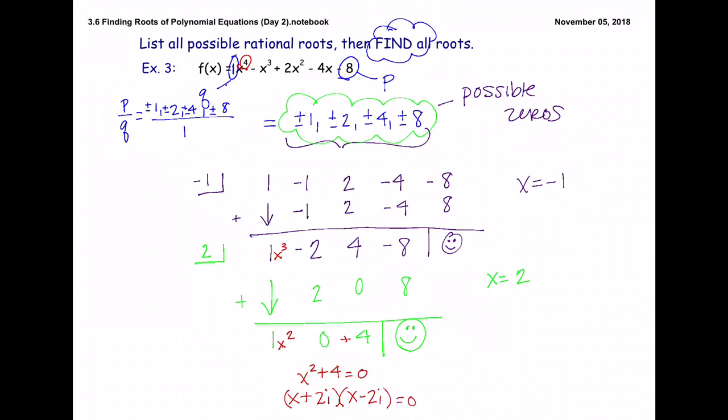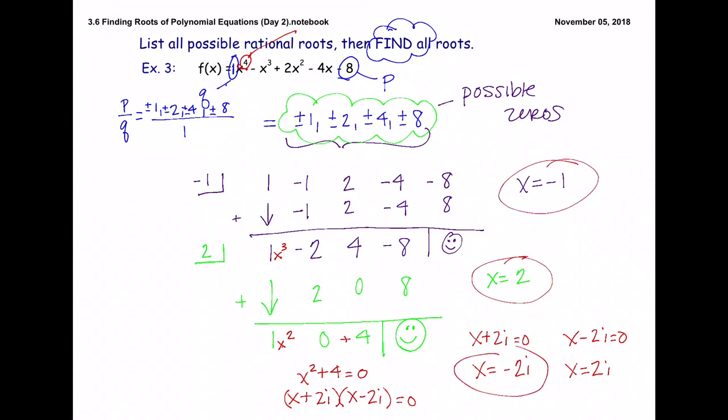We set each of those equal to 0. x plus 2i equals 0. x minus 2i equals 0. So we get our last two roots, which are -2i and +2i. So our degree was the 4th power. We should have 4 roots, and we have -1, +2, -2i, and 2i.